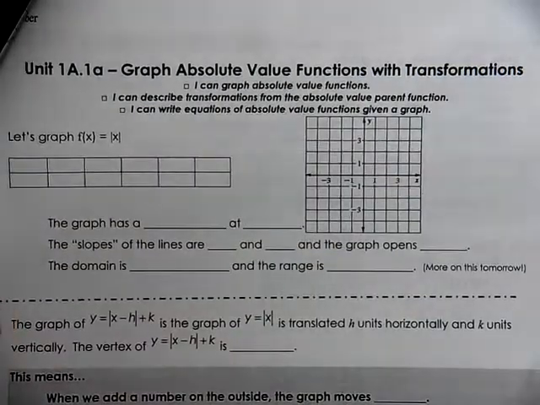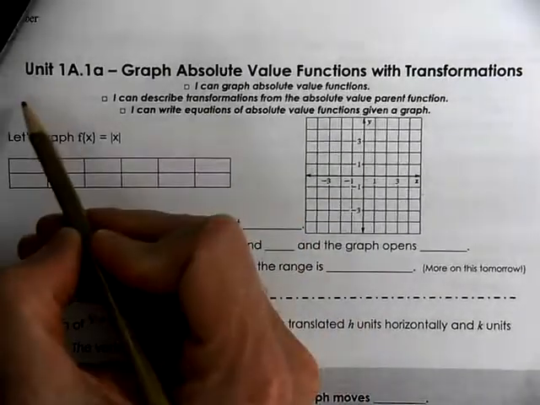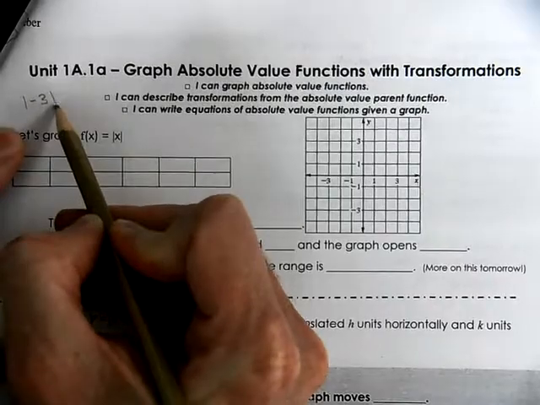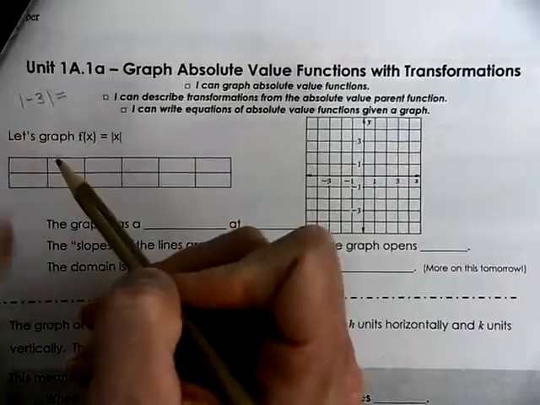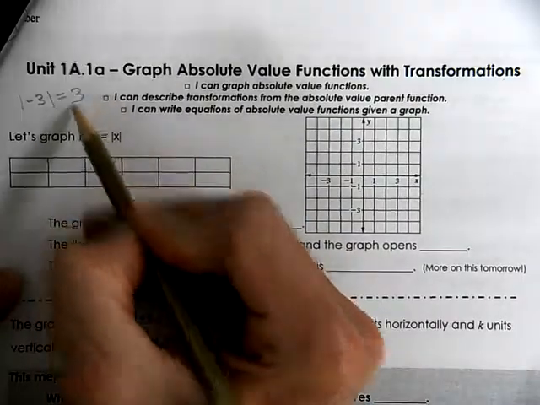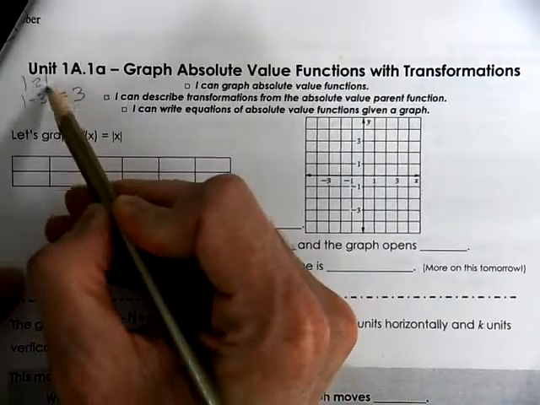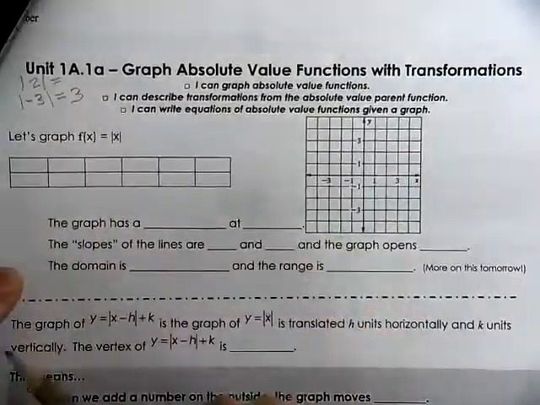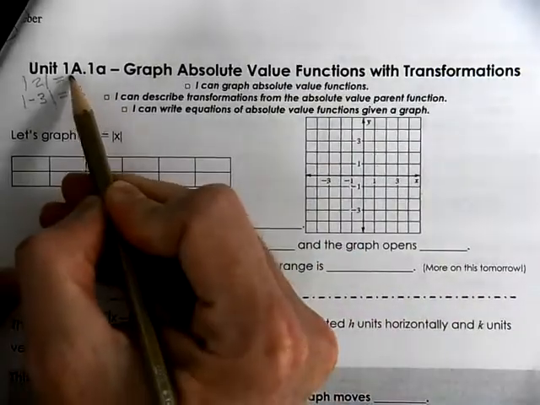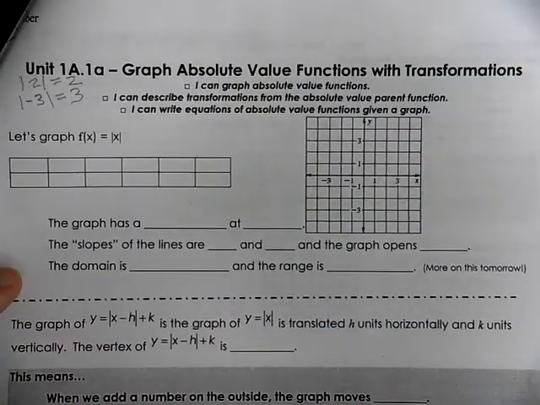So what do we know about the absolute value? What do we get when we think about the absolute value of -3? What is the value of absolute value of -3? 3. It would be 3. What is the absolute value of 2? It will be positive 2. Every absolute value always gives you a positive result.